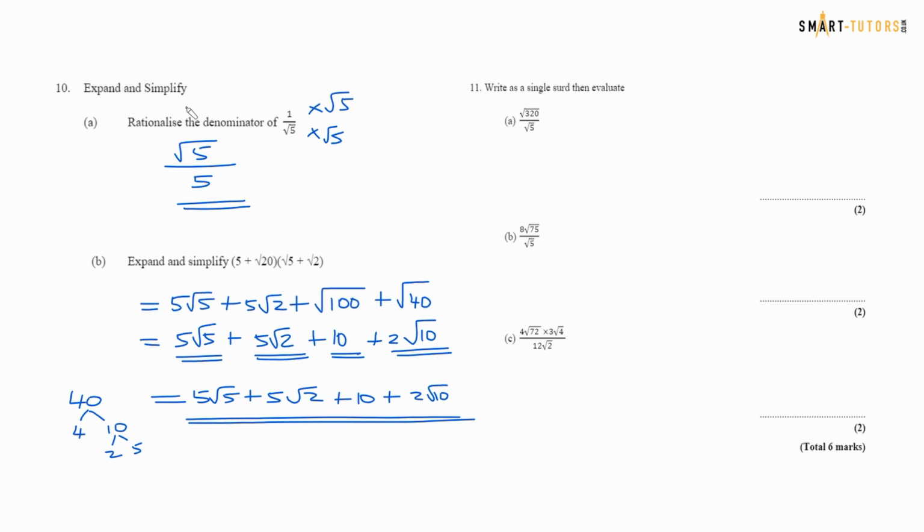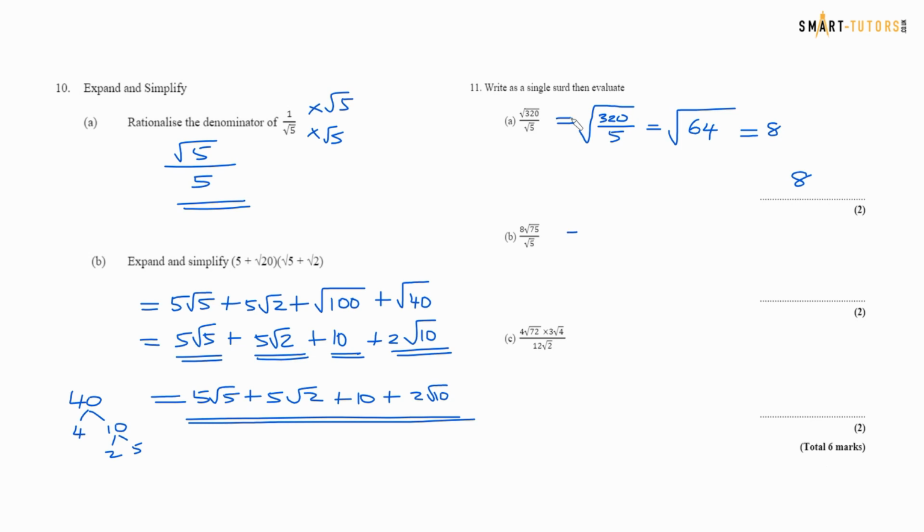Question number 11. Write as a single surd, then evaluate. So if you want to write as a single surd, you can put 1 square root 320 divided by 5. 300 divided by 5 is 60, 20 divided by 5 is 4, so 64. So square root of 64 is 8. So that is the answer for question number A.